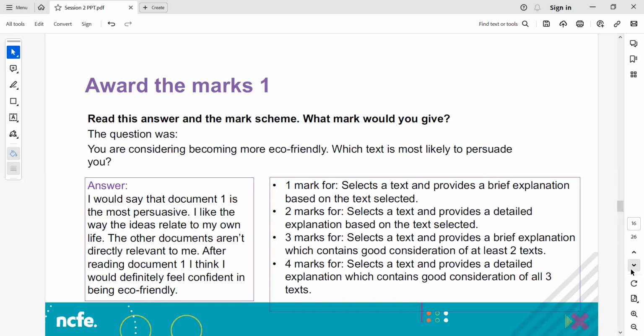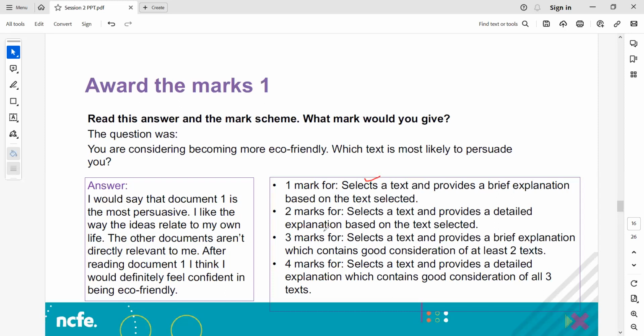So first of all, can we award 1 mark? Let's start with the mark scheme here, and let's think about what marks could be awarded. Can they get 1 mark? Has this person selected one of the texts, and provided a brief explanation based on the text selected? He did select text document 1. Good. So they have selected a text, so we can tick that.